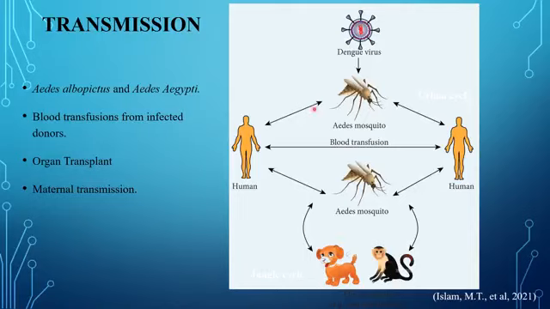The other is the urban cycle, in which the virus is transmitted from one infected person through Aedes mosquitoes to other healthy ones. This is known as the urban cycle of dengue virus transmission, and the other one is the jungle cycle. The virus can also be transmitted from an infected human to another by direct blood transfusion, organ transplants, or maternal transmission from mother to offspring.